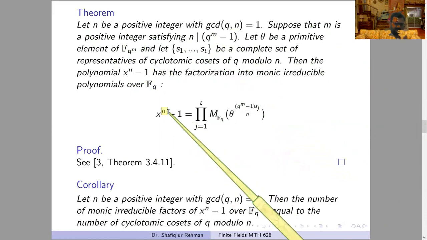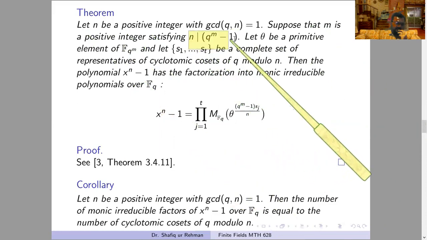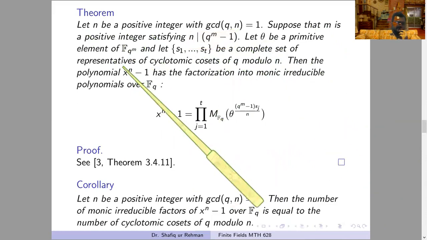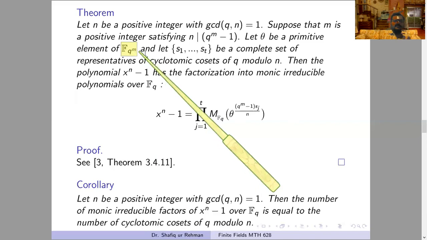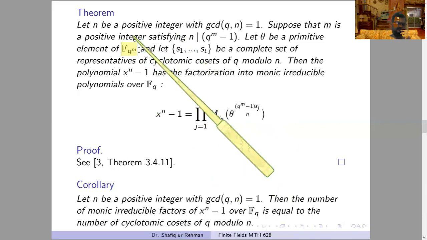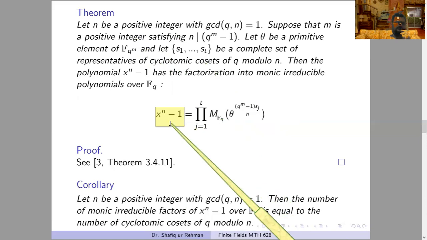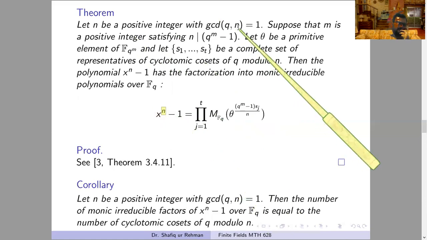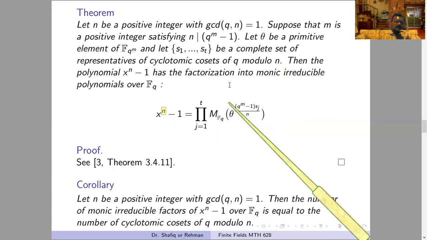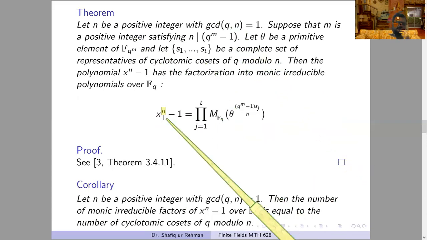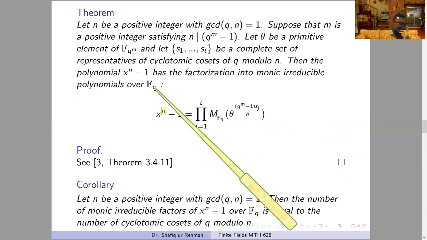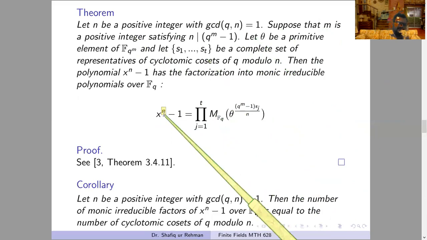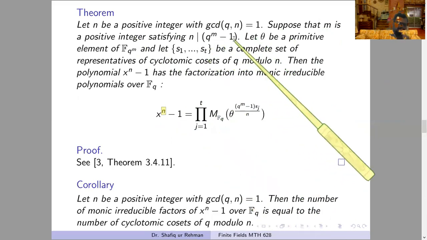This degree n should be a divisor of q^m minus 1, and theta be a primitive element of this field. In this theorem, we want to factorize this polynomial. What is n here? n should be relatively prime to q, where q is for the field Fq over which the polynomial is taken. And then we choose some m such that n divides q^m minus 1.